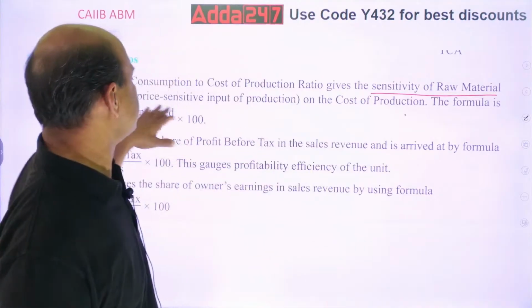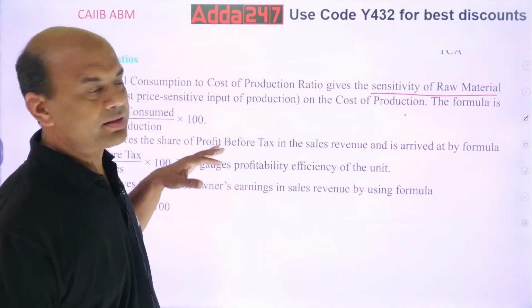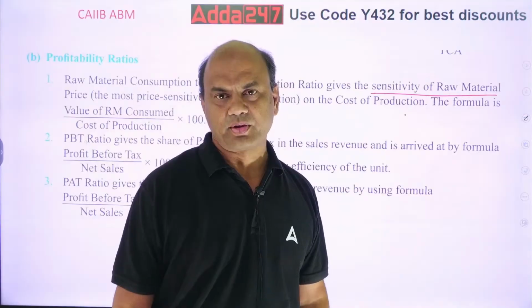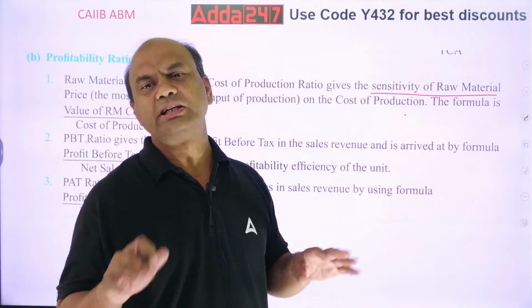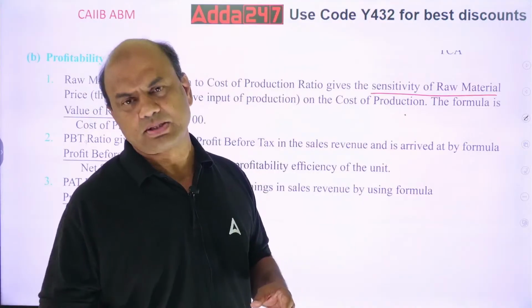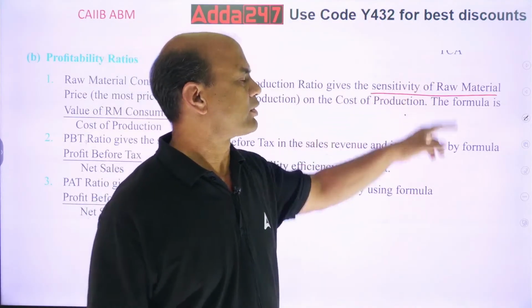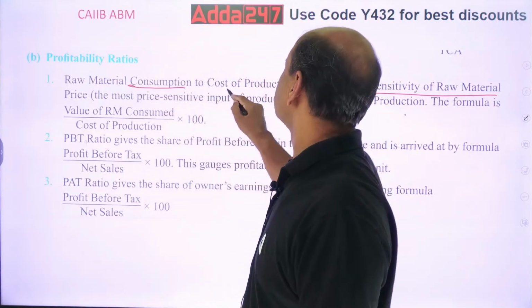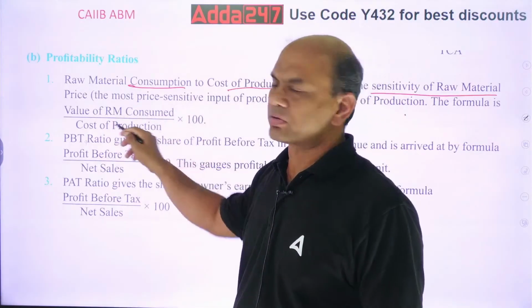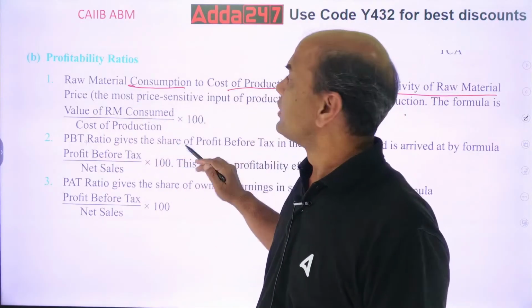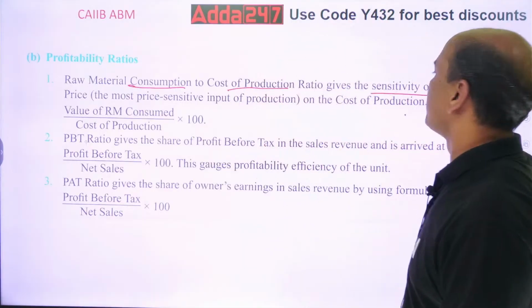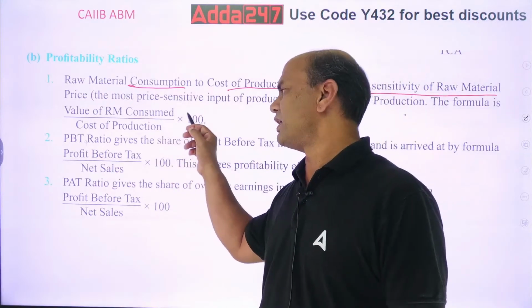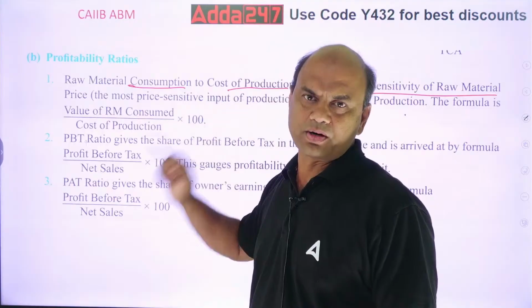If my raw material changes by, let's say, 1 rupee, then by how much is the cost of production changing? Sensitivity means the change related to 1 unit change in the benchmark. So sensitivity of raw material is given by raw material consumption upon cost of production into 100. This is known as sensitivity of raw material price. This formula you have to remember: value of raw material consumed upon cost of production into 100.